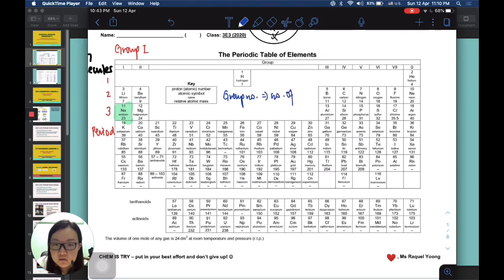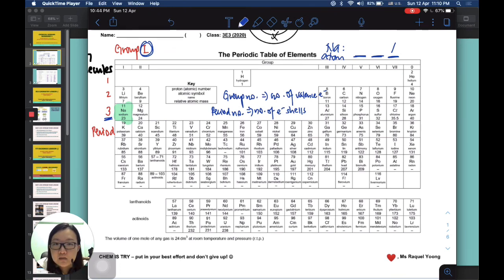So group number tells you the number of valence electrons, meaning how many electrons are in the outermost shell. Whereas period number tells you the number of electron shells. How many shells are there in total? So for instance, sodium is in period 3, so I will know that a sodium atom has 3 electron shells. So 1, 2, 3. And because I know that it is in group number 1, that tells me that it has 1 electron in the valence shell, 1 valence electron. So I put a 1 there.